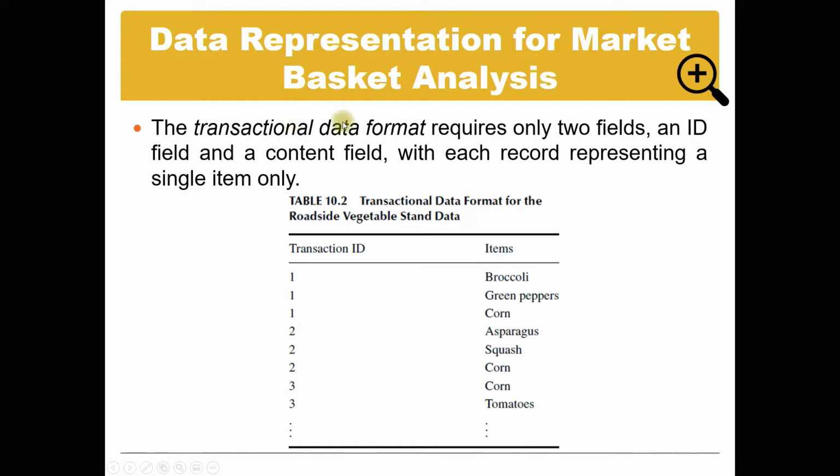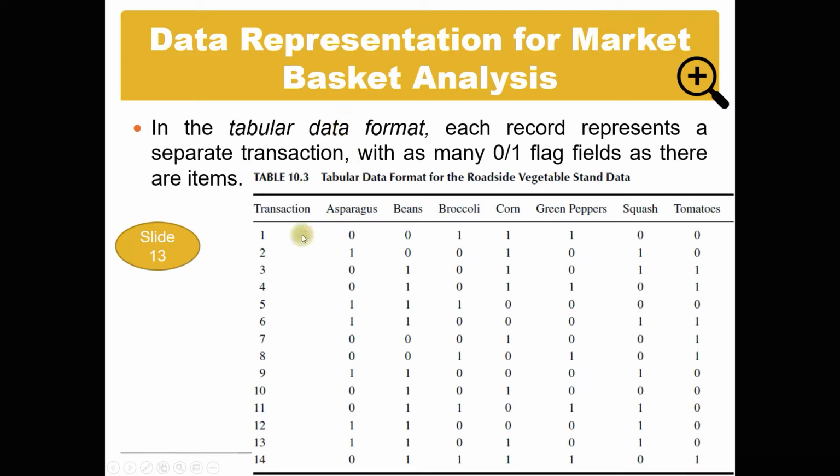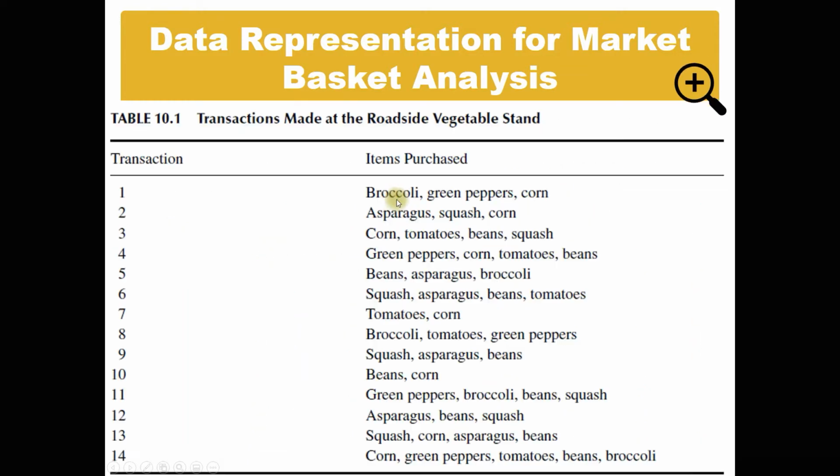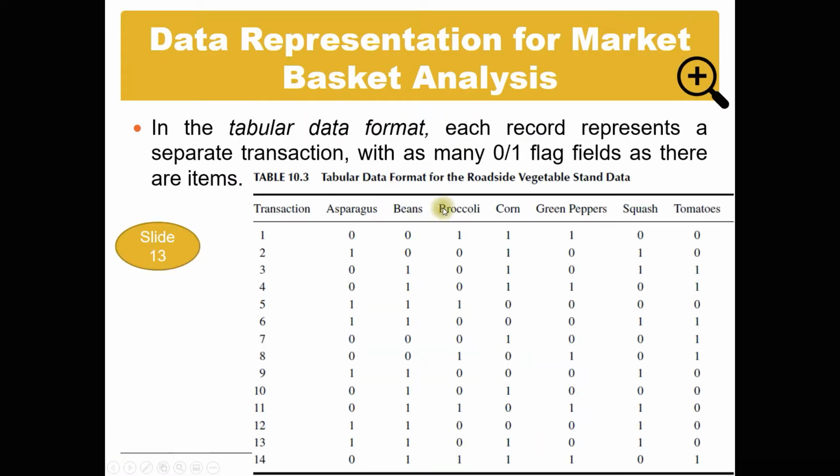There is another way, which is the tabular data format. Here you would have several columns of data. Each column would represent an attribute or an item, if you want. And out of it, you would have the 0, 1 flag fields as you see here, and these would represent the items. For example, in the first one, we remember there was broccoli, green pepper, and corn. That was our first transaction. So wherever there is broccoli, green pepper, and corn, you would flag it as 1. The rest would be flagged as 0, and this goes on like that. That's two ways of setting up your data.